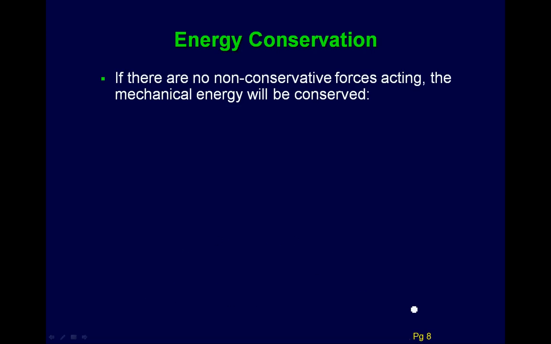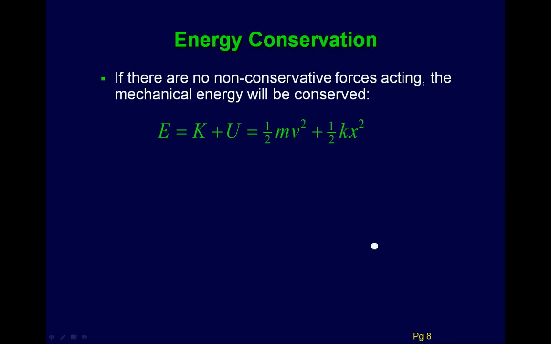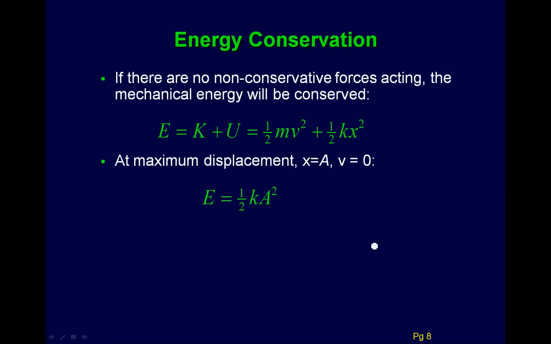Now, energy conservation. If we have a spring system where the only thing acting is the spring force, this is the elastic spring force, we'll conserve mechanical energy. And so here's our mechanical energy. K plus U is equal to 1/2 mv squared plus 1/2 kx squared. So let's look at the extreme cases. At the maximum displacement, x is equal to a, the amplitude, and v is 0. So I get the energy is 1/2 ka squared.